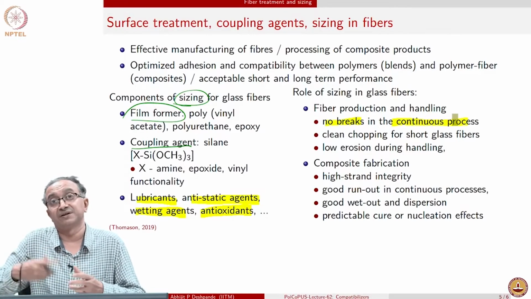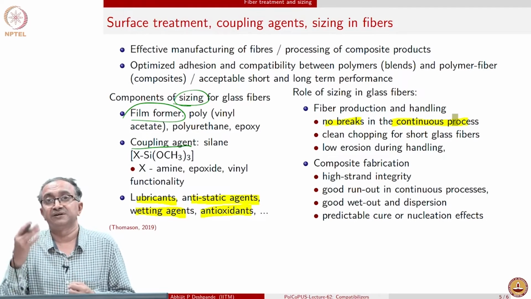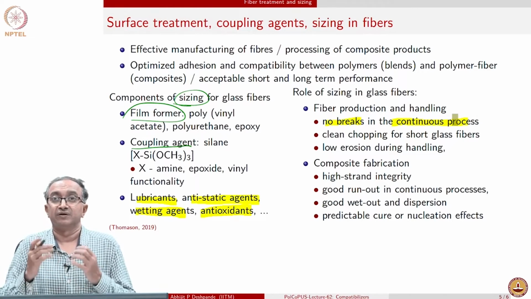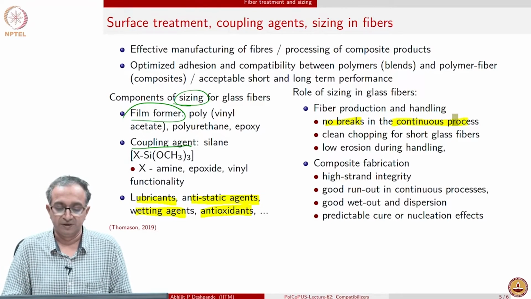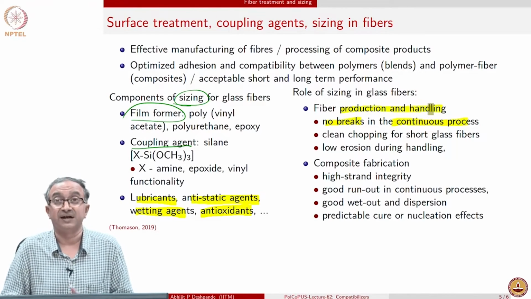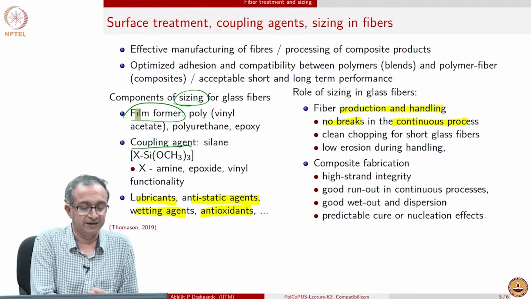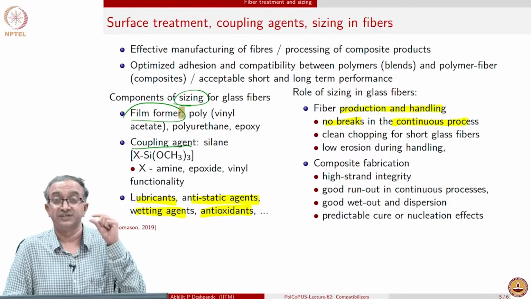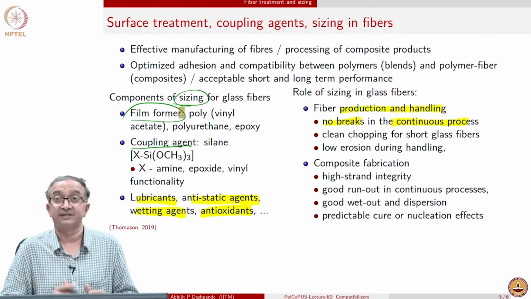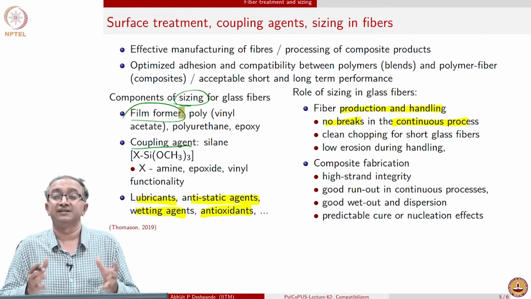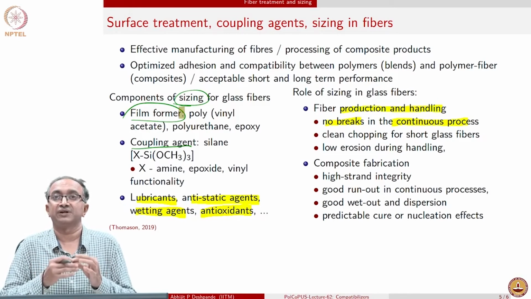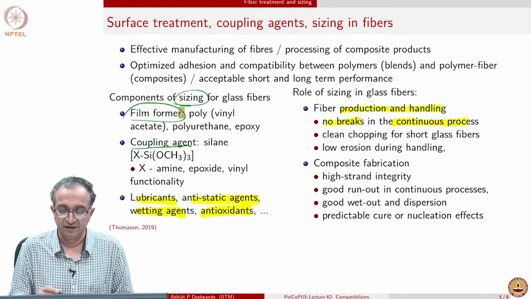So, during fiber production we need to make sure that there are no breaks in the continuous process. Whenever fiber is being manufactured, if there is a breakage of fiber involved, that will lead to loss of production time. So, generally fiber production and handling is improved when we apply these sizings, where there is a nice film former, a coupling agent, and lubrication and anti-static agents, then they perform the role of making sure that fiber does not break very easily.